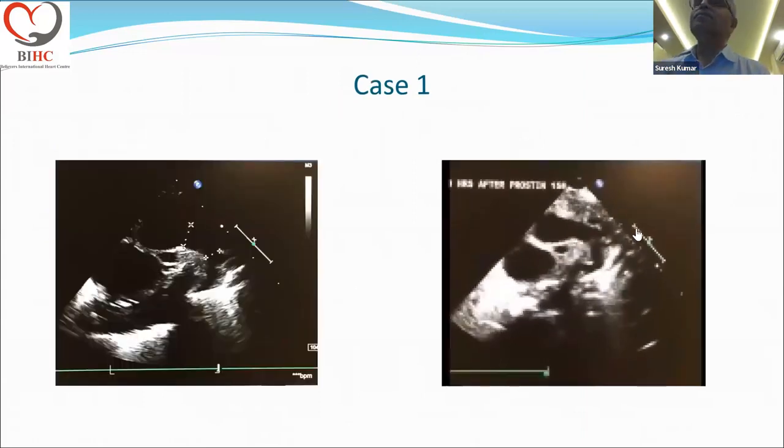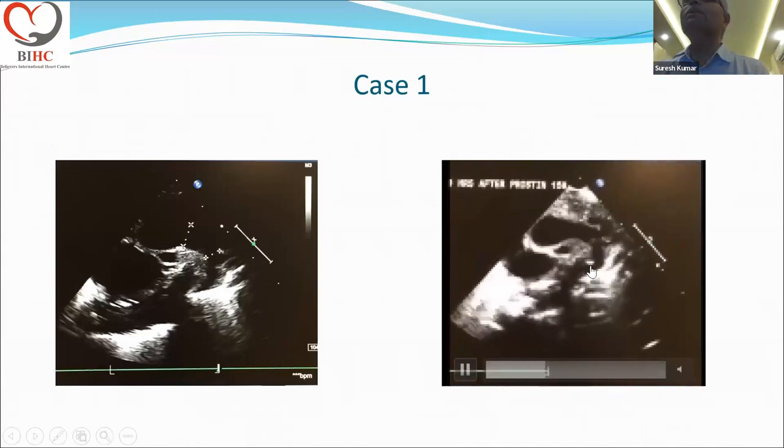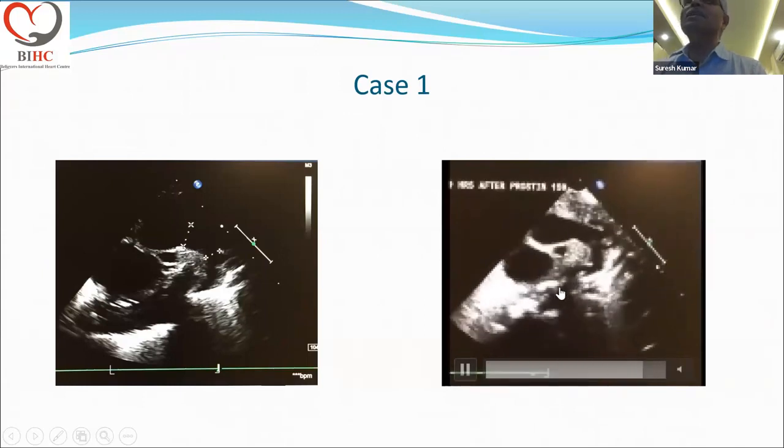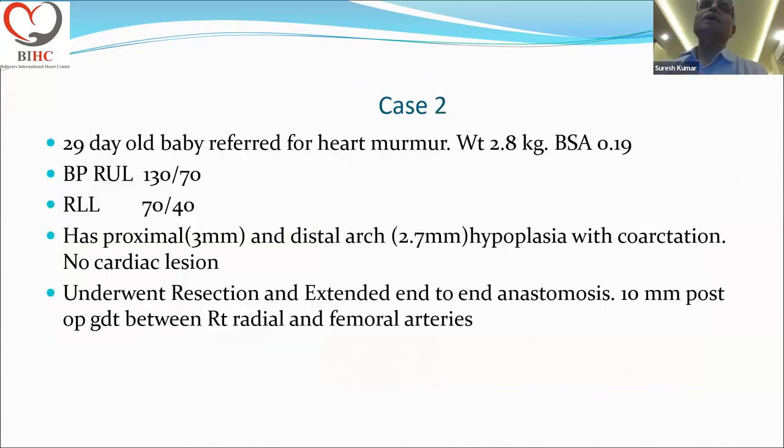You can see this. This is the arch. It's not bad. It's predominantly a discrete coarctation. The distal arch is a little small, but this type of baby would respond well to a resection with end-to-end anastomosis. A little older baby, 1 month, weight 2.8 kg, presenting with upper limb hypertension and a gradient between upper limb and lower limb of 60.